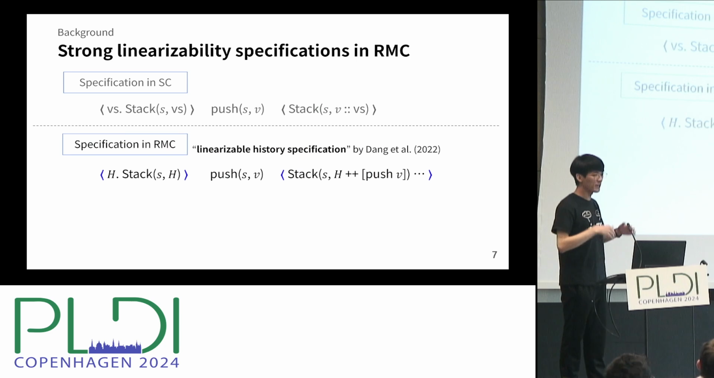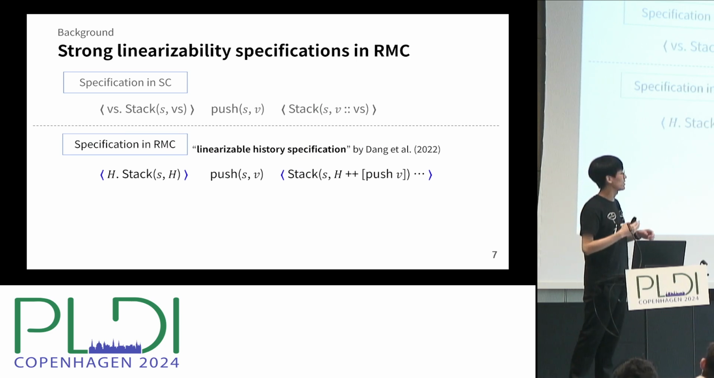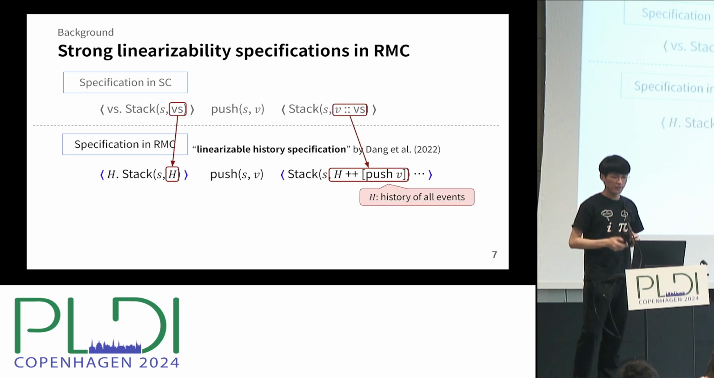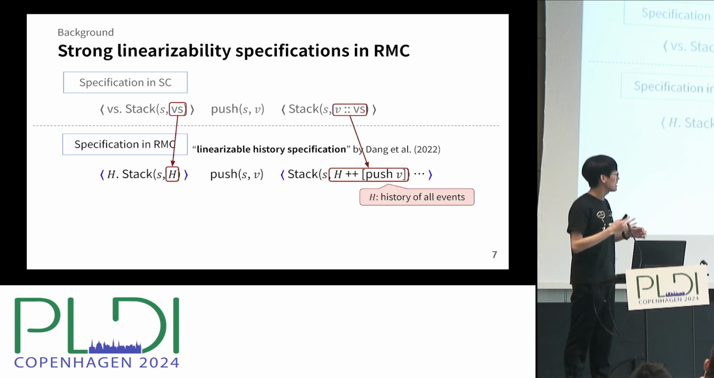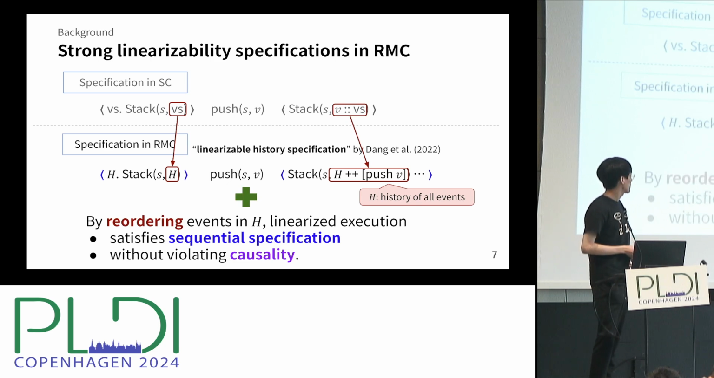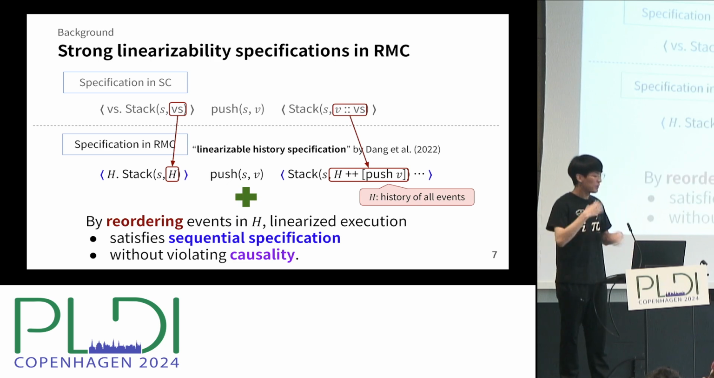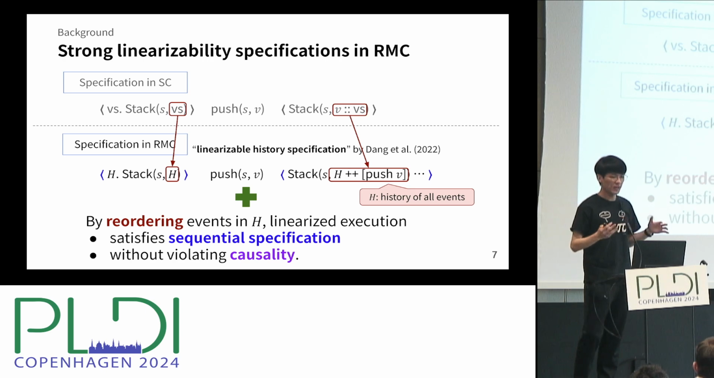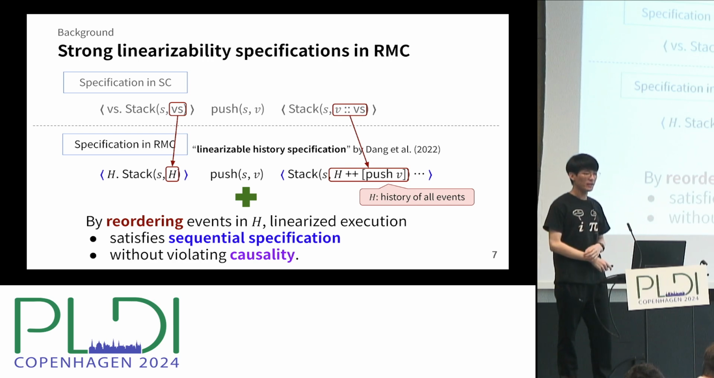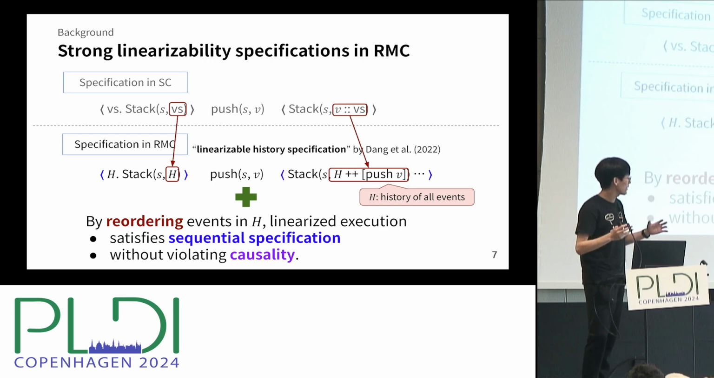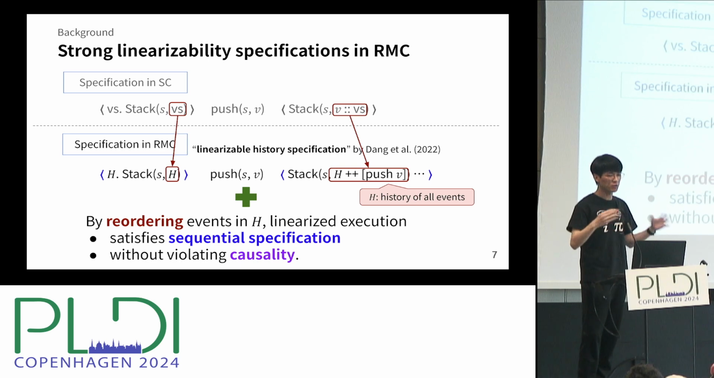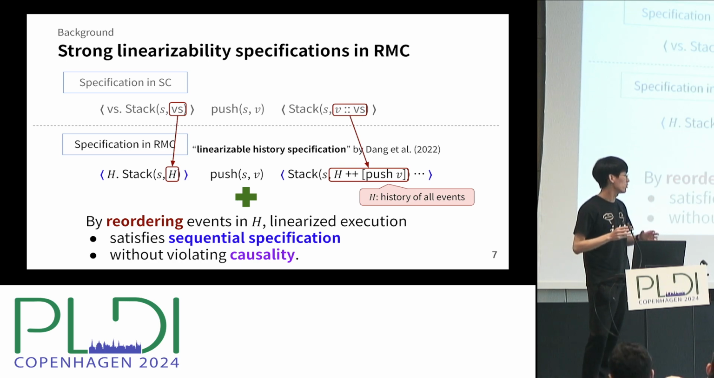These two lessons have already been considered by our prior work on a new style of specification called linearizable history specification. The key idea of it is that we maintain the history of all the events that have happened so far. And using the history, the specification guarantees that we can reorder some events in the history to satisfy the sequential behavior of the data structure without violating the causality. And it is well demonstrated that this specification is very strong in the sense that it can be used to verify a large set of clients that use very complex patterns of synchronization.